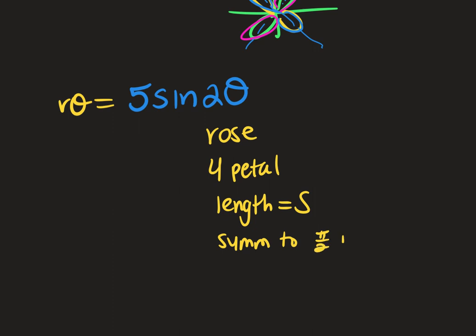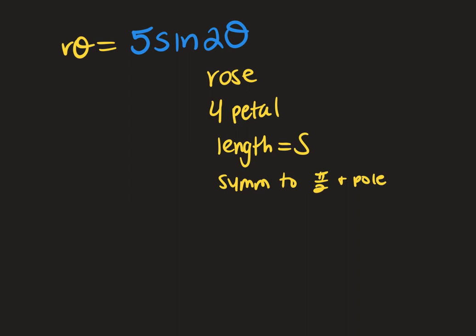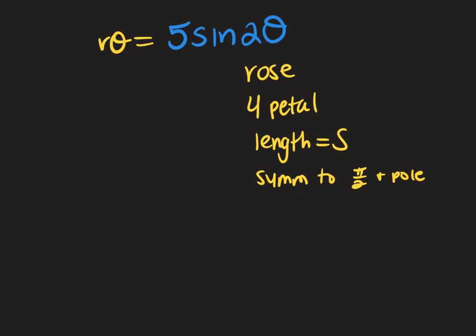Pi over 2 and the pole, or the origin. Okay? Because it's sine. Wait, but even if it's, can it be all 3? It can be all 3. It's guaranteed to be this. It could also be all 3. Yep. Okay, so now I would find one petal.